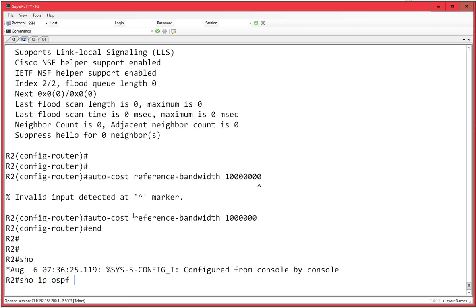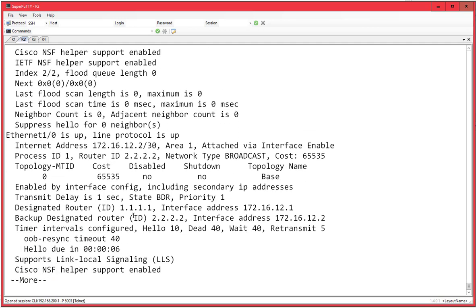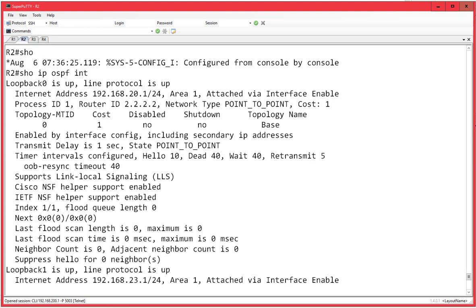Show IP OSPF interface. Interesting. It's definitely changing the cost of Ethernet. I wonder, you might be right. Maybe the cost calculation for loopback interfaces doesn't change. All right. Well, that's going to be a bit of a challenge.